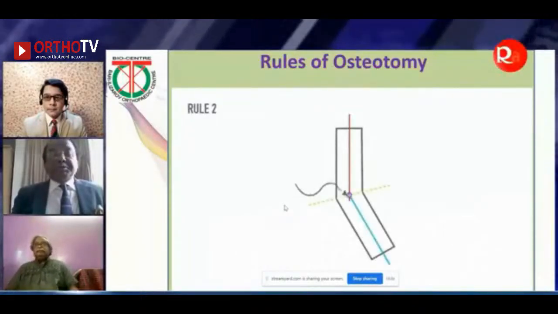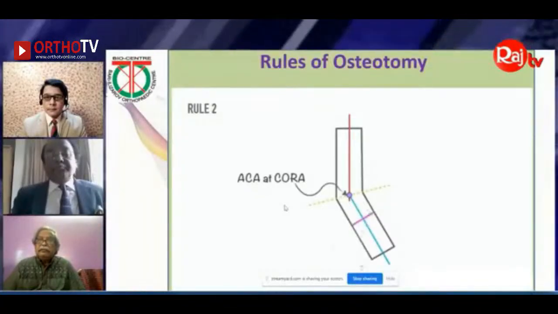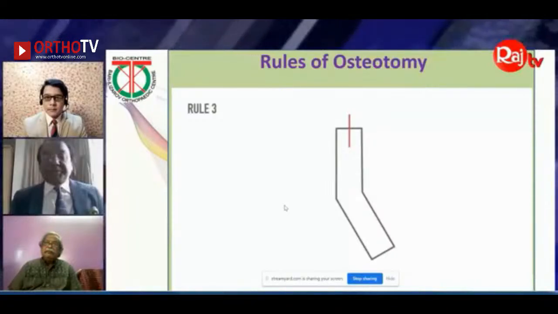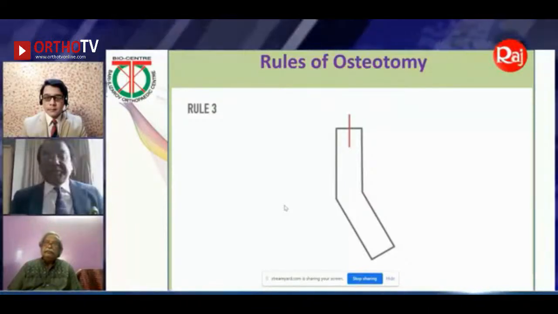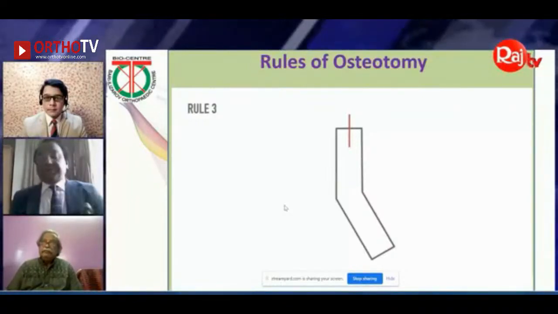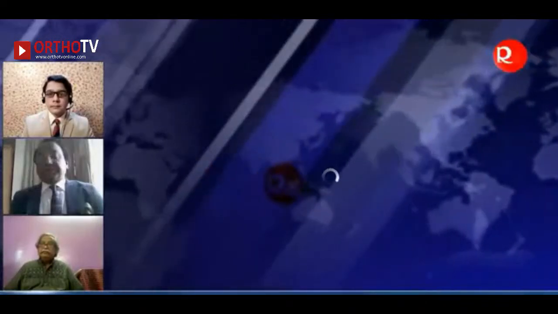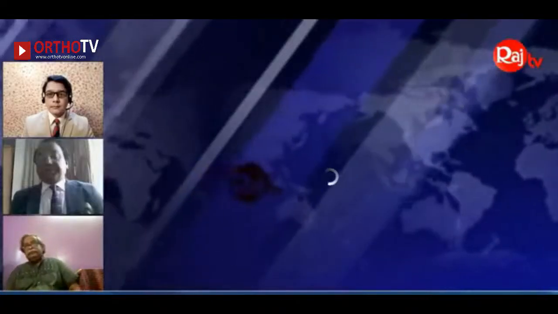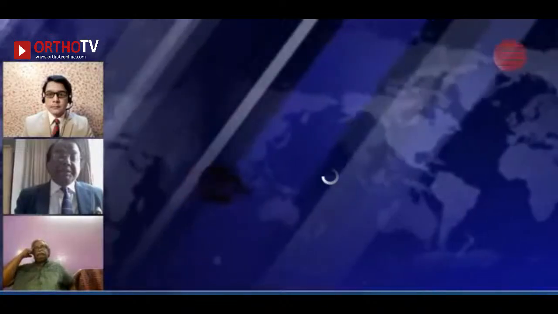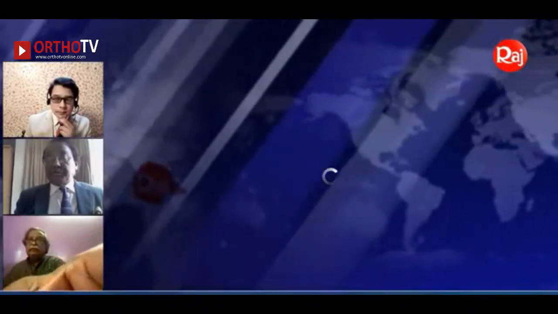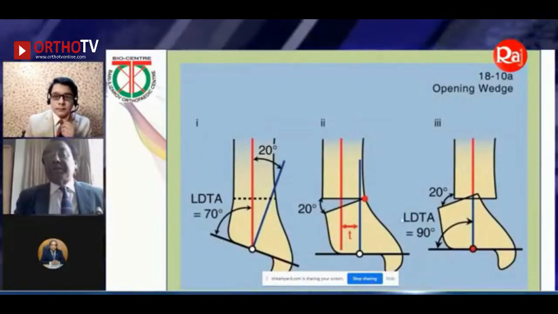Rule 2, this is your bisector line, aka CORA, and then if you put your hinge below the level of the true apex of the deformity, you will get this kind of cutting, with angulation and a little bit of translation, and this is with translation. Normally, you should know LDTA, lateral distal tibial angle, is 90 degrees. Here it is 70 degrees, then you have 20 degrees remaining. You can correct this one to get the line. This is the axis to get 20 degree correction. After that, you can put a plate or anything here. But with Ilizarov, it is very easy to apply.